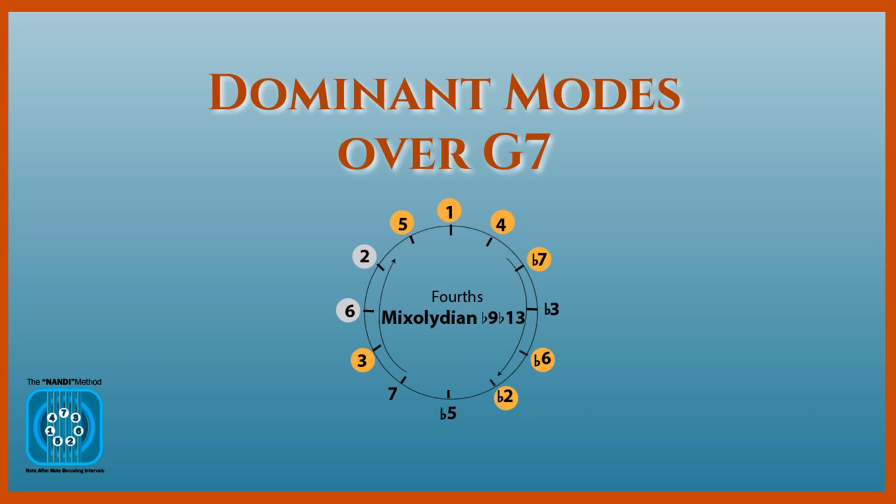In this lesson, you'll learn to identify dominant modes for a G7 chord, ranked from the most inside, sharing the most tones with C, to the most outside, sharing the fewest.